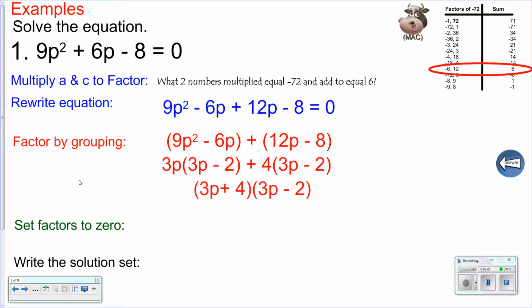So my two factors, my two binomials, are 3p plus 4 and 3p minus 2. I set both of those equal to 0. So then I subtract 4 and divide by 3 on the first one. And the second one I would add 2 and then divide by 3. So my solutions would be 2/3 and negative 4/3.